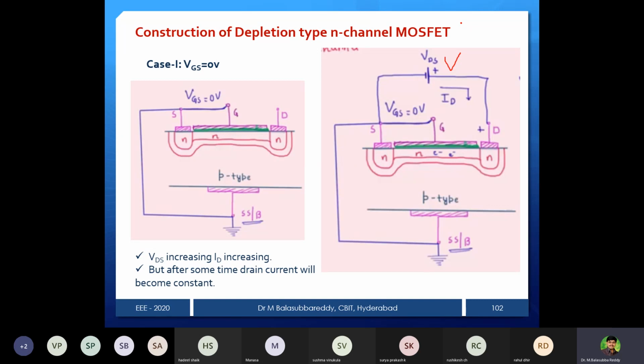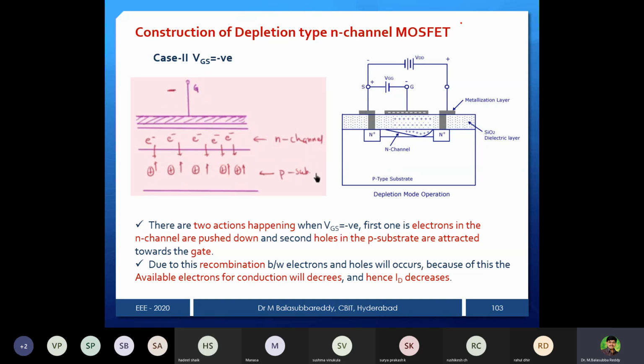Then after some time, the drain current will become constant if you pass the VDS voltage. And another thing is that two actions happen when VGS is negative. The first case is VGS is 0: you just give the gate and source voltage and it will pass the current. So that is one operation. The second case, VGS is negative. If VGS is negative, two actions take place.